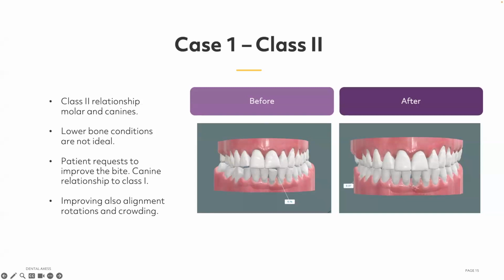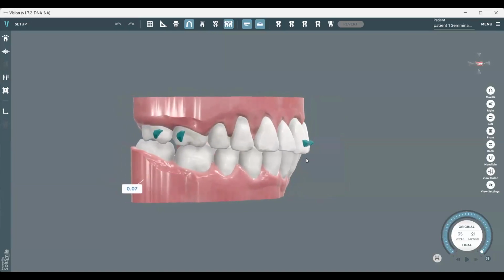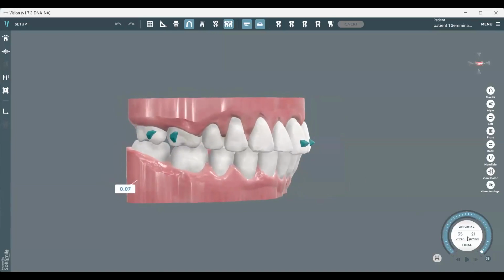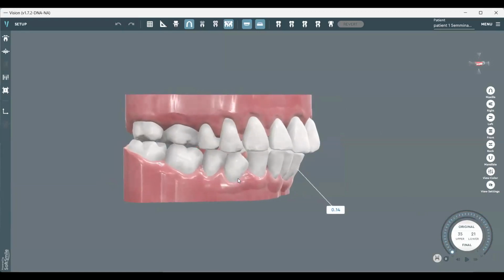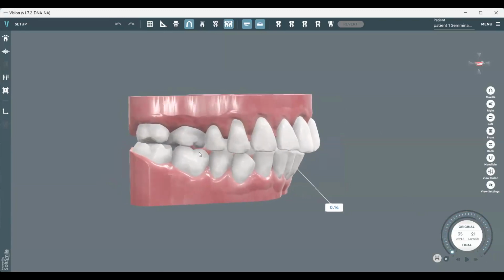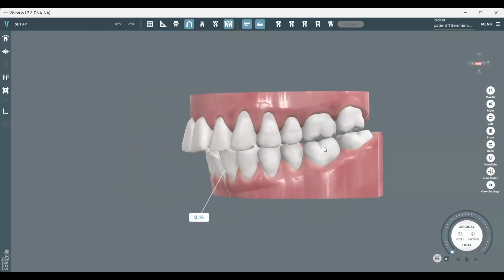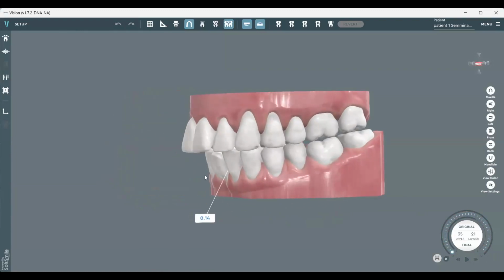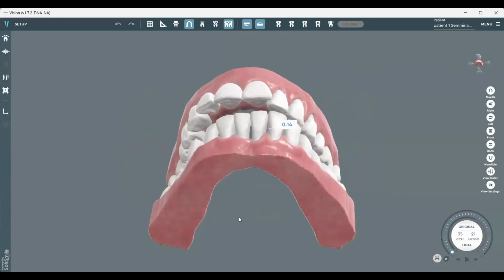I'm going to share my screen to show you the treatment plans. Perfect. So this is the first treatment plan that we are going to evaluate. This is the initial position of the treatment. You can see it's class 2 molar relationship, class 2 canine relationship, same for both sides, class 2, class 2. We have a larger overjet, or increased overjet.